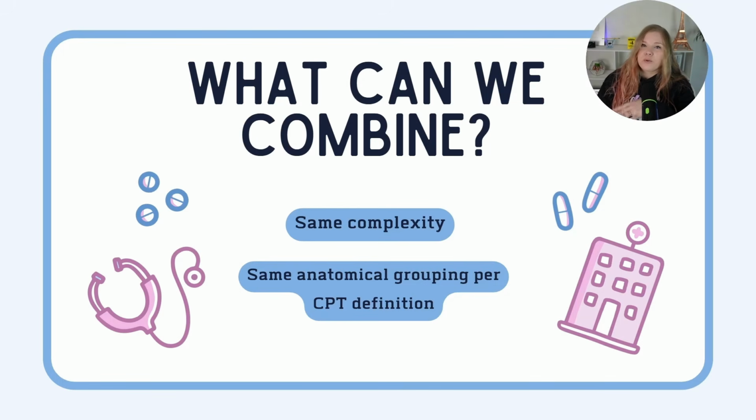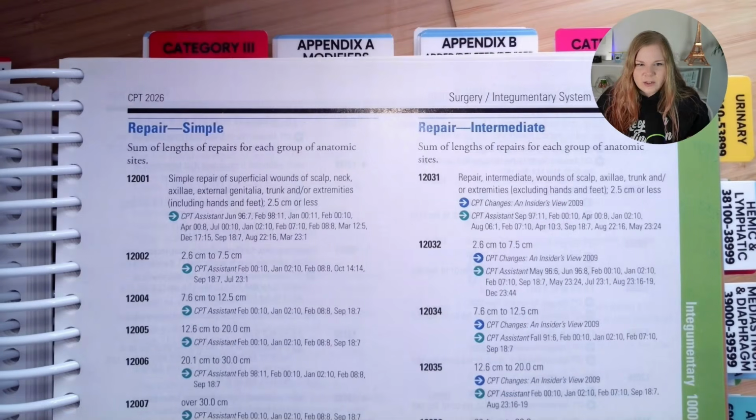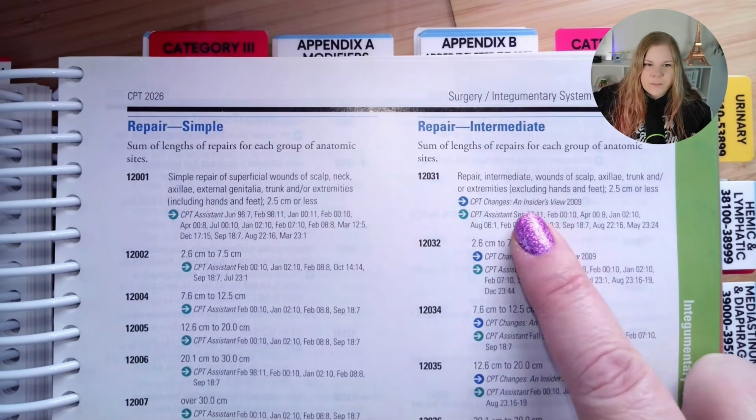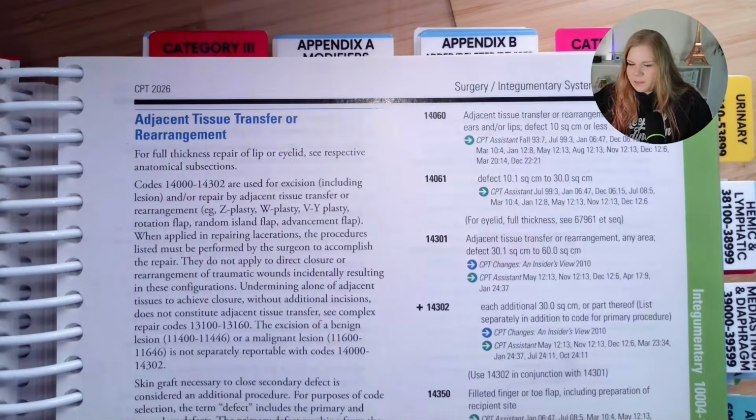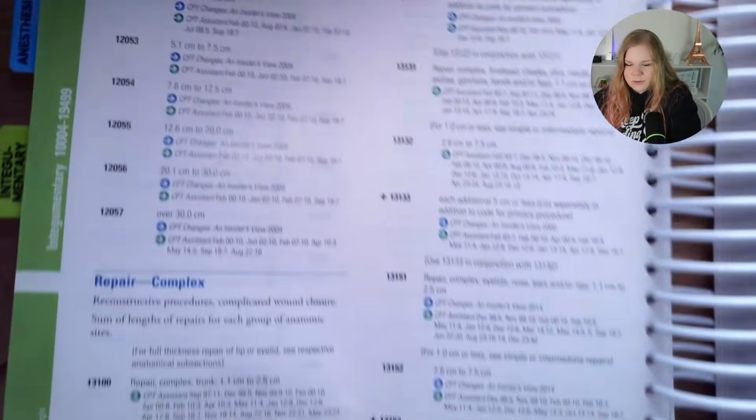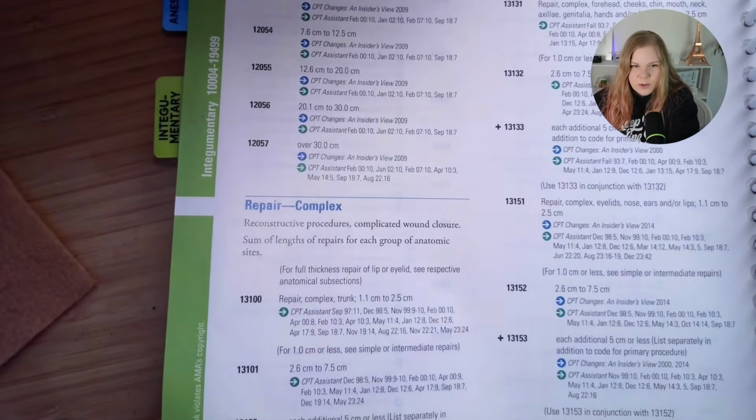But the groups are not consistent across complexities. For example, intermediate, you can combine the scalp, the axilla, the trunk, and extremities, excluding hands and feet. But complex has one group for trunk and a different CPT grouping for scalp, arms, and legs. So it doesn't all have the same kind of structure to it. Because again, here we see the scalp, axilla, trunk, but then complex has a whole section that's just the trunk.